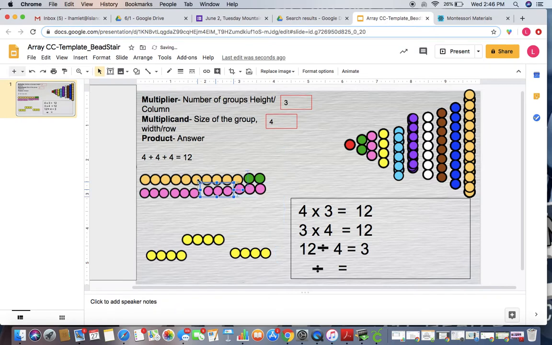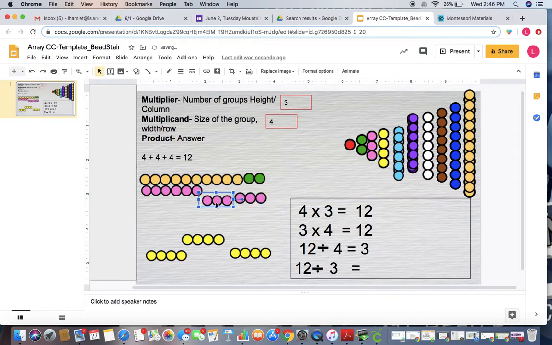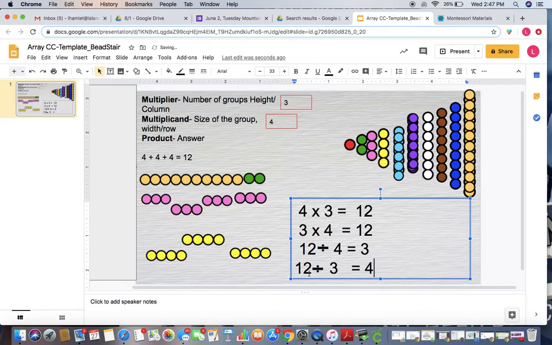So we'll see here that nice lineup we have going to show that we can match up our beads, bead for bead, and get our total of 12. So this time I took the number 12 and I divided it by the 3 bead bar, and I used a total of 1, 2, 3, 4 bead bars. 12 divided by 3 is 4. This is our array work for today.